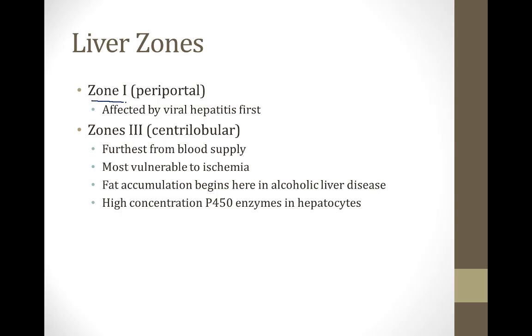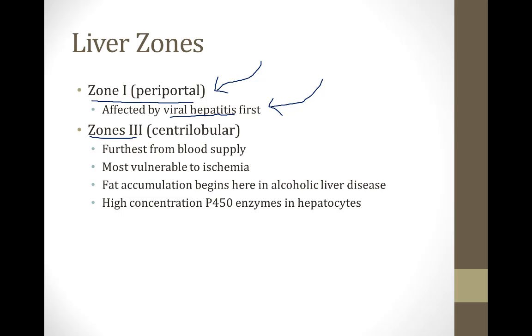So zone 1 is the zone right next to the portal blood. This is the zone that is affected first by viral hepatitis. Hepatitis A and E are both fecal orally transmitted, so it makes sense that the portal blood coming from the intestines would infect this zone first. Other hepatitis viruses also affect this zone first.